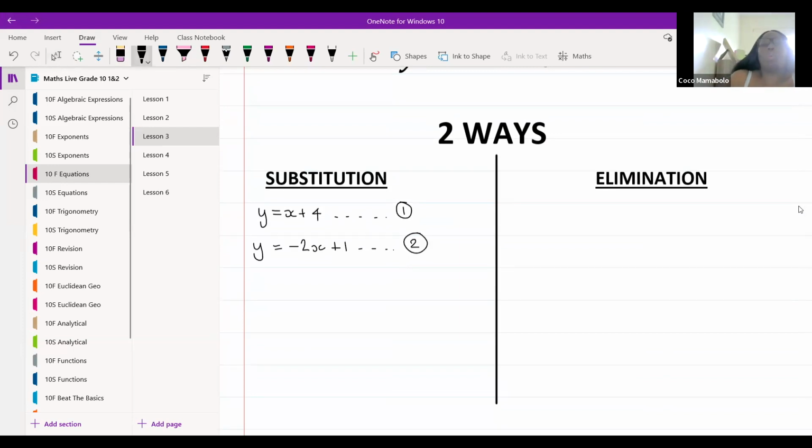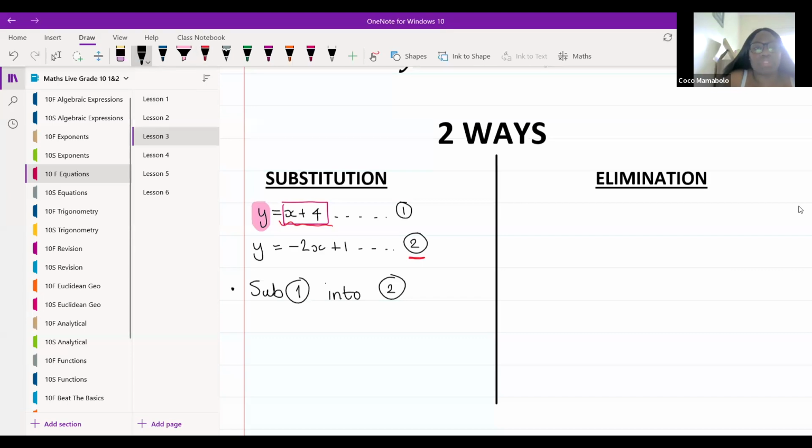Now, when we do substitution, I'm going to substitute into y. Wherever I see a y in any of the other equations, I'm going to replace y with x plus 4. So my next instruction is to substitute: sub equation 1 into equation 2. Wherever I see y in equation 2, I'm going to replace it with x plus 4.